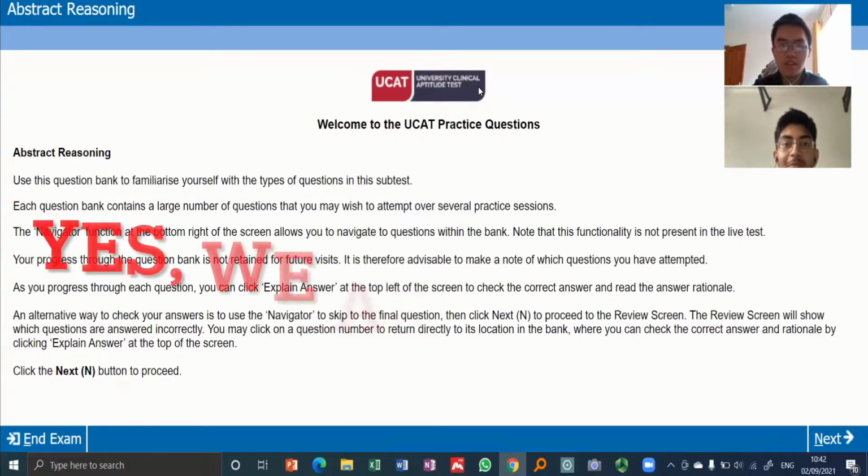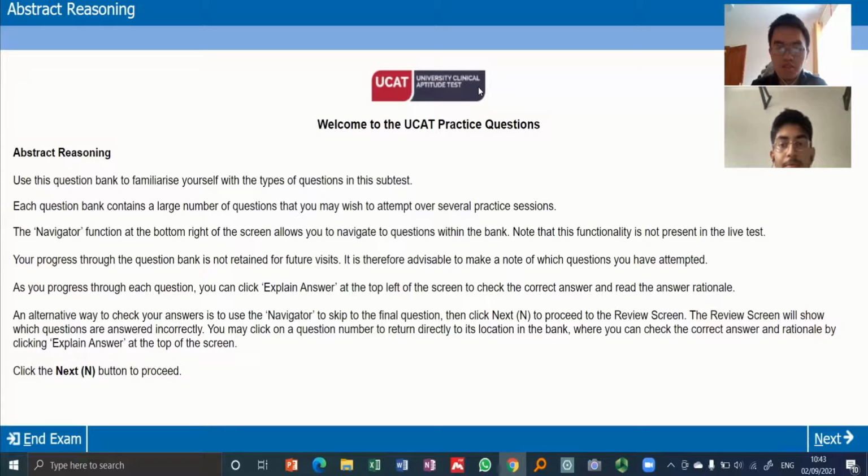Today we'll be discussing abstract reasoning because this has been requested, and really this will work in the same way as our other videos, so you'll get a chance to have a look at the questions we're doing and then we'll explain how we would do the questions. So let's begin. So here we have the abstract reasoning official question bank up, and we'll just go through the questions that we see.